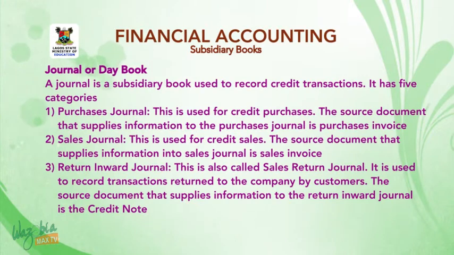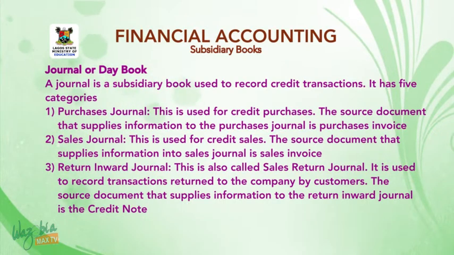Journal or day book. A journal is a subsidiary book used to record credit transactions. It has 5 categories. 1. Purchases journal. This is used for credit purchases. The source document that supplies information to the purchases journal is purchases invoice. 2. Sales journal. This is used for credit sales. The source document that supplies information into sales journal is sales invoice.